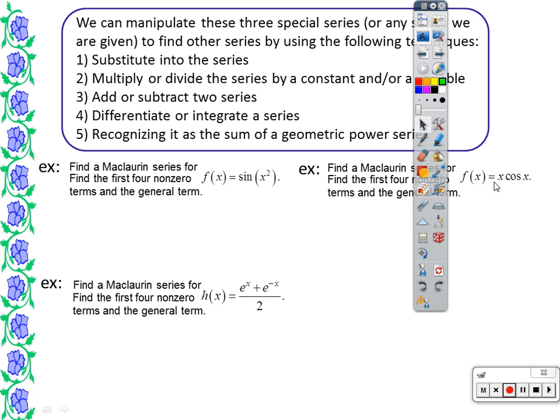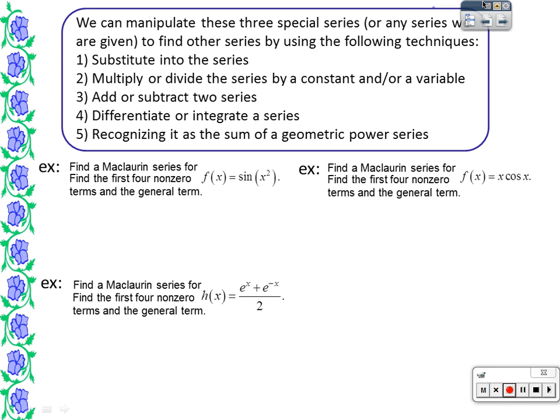There's 5 different techniques that we will explore on manipulating the series that we will have memorized. So we will know the 3 special series. There are other series. If you look in your textbook, you'll see a list of different series that are very useful. We are going to focus on the 3 that I showed you, because they are important and because the AP test focuses on those 3 as well. We're going to look at 5 different ways to adjust.